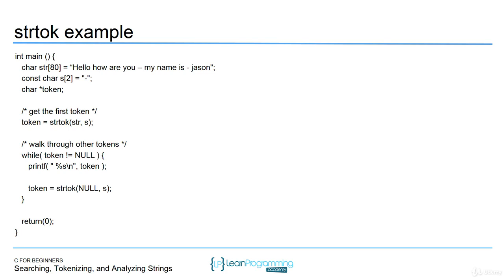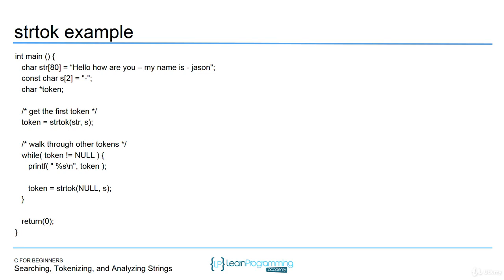So that's why we have a while loop here. We say while the token is not equal to null, print out the token. And then we get the next token by calling strtok. And we say null as our first parameter and s as our second parameter. And then we display it.